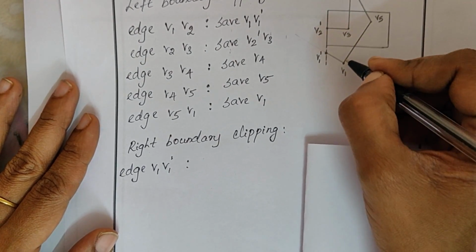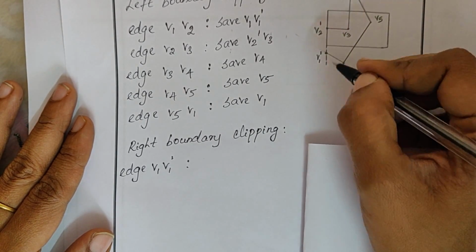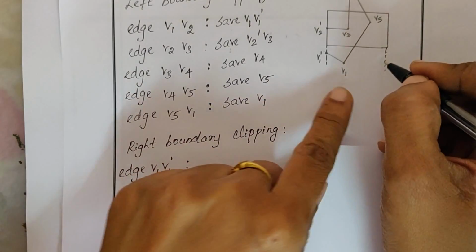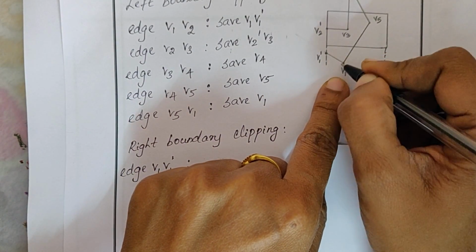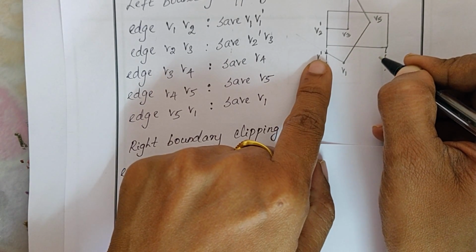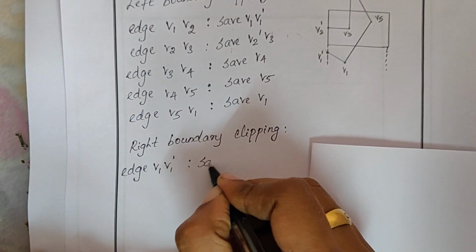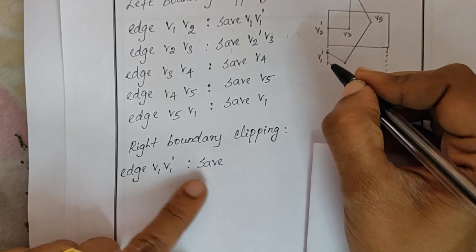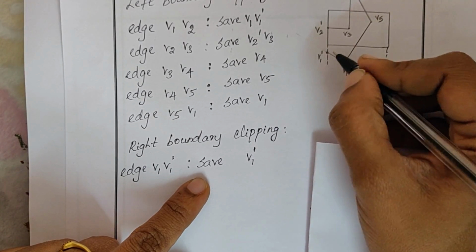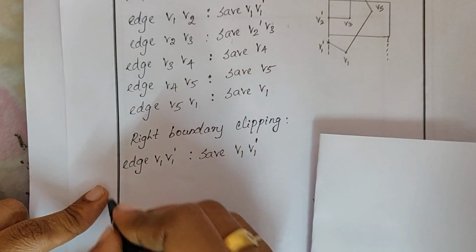Now I have to check whether both vertices are inside or outside my right boundary. When I extend this, V1 is inside my right boundary and V1 dash is also inside my right boundary. This belongs to case 2, so I have to save the end vertex, which is V1 dash. But V1 is the very first vertex, I cannot miss it. So I will save V1 also, right?